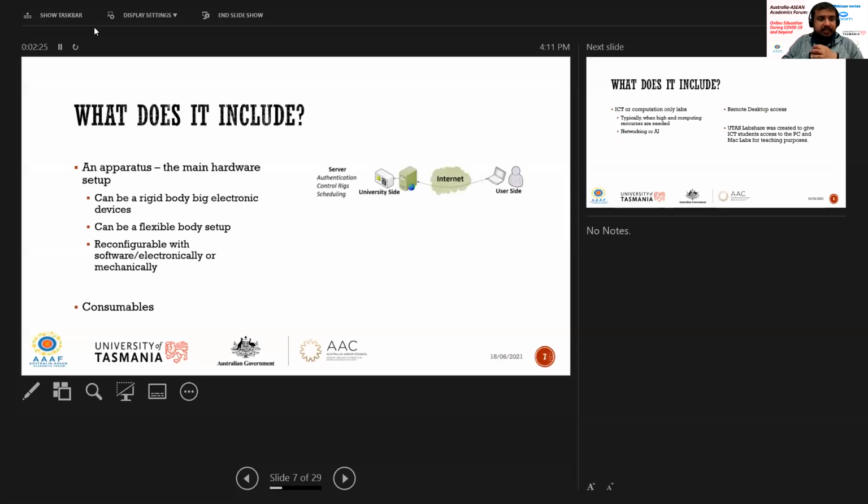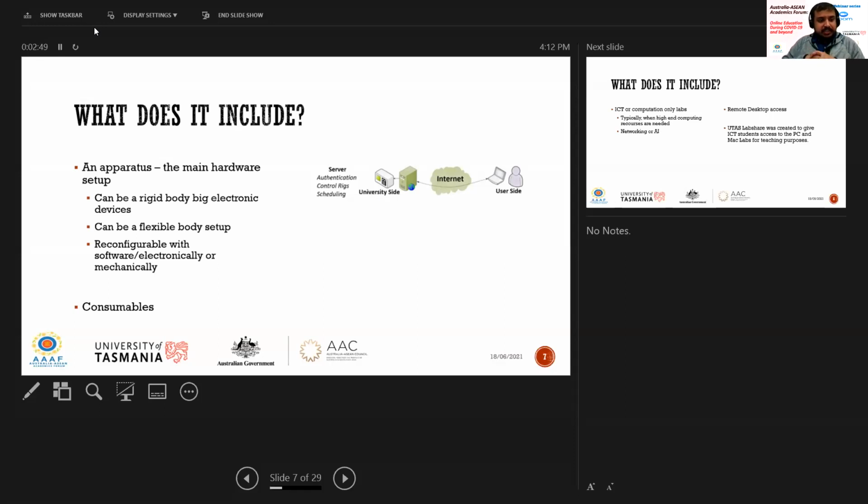So what it involves is an apparatus, which is the main hardware. It could be a rigid body, like a big electronic device, or it could be a flexible body setup with some wires and all those things. Some other equipment can be reconfigurable with the software or electronically, or sometimes you just have to reconfigure things mechanically by hand.